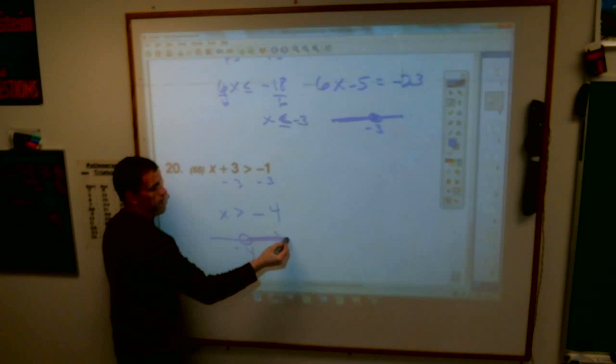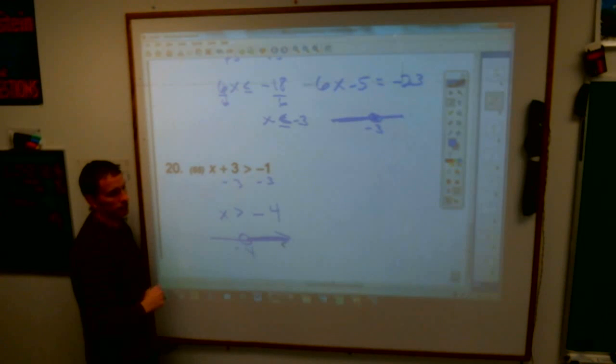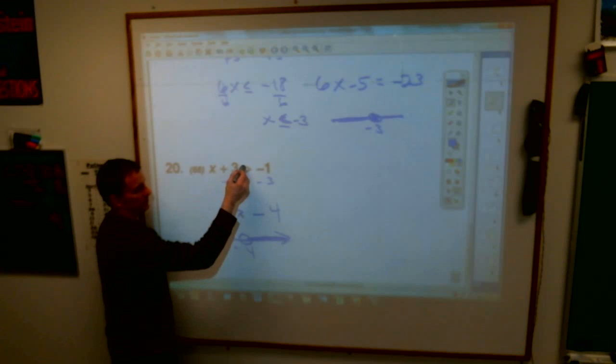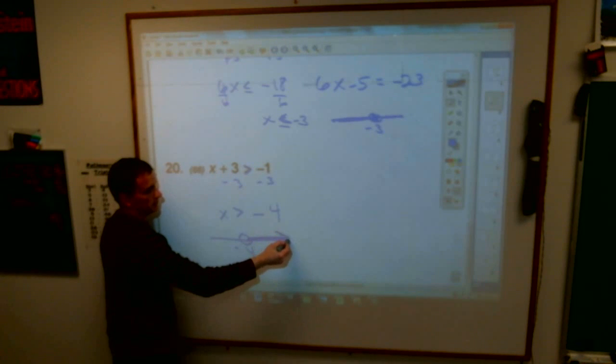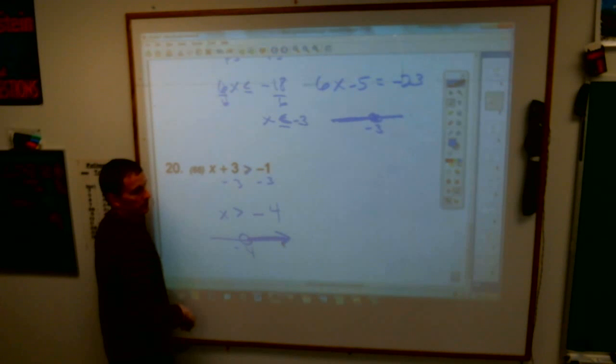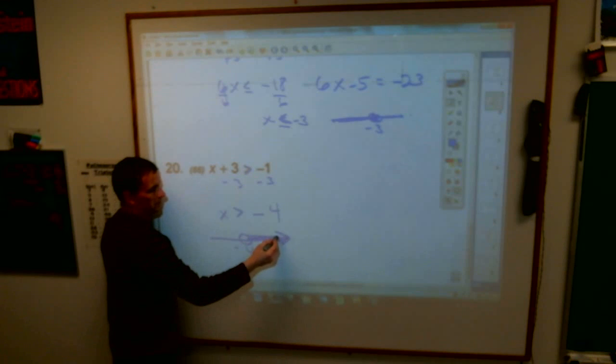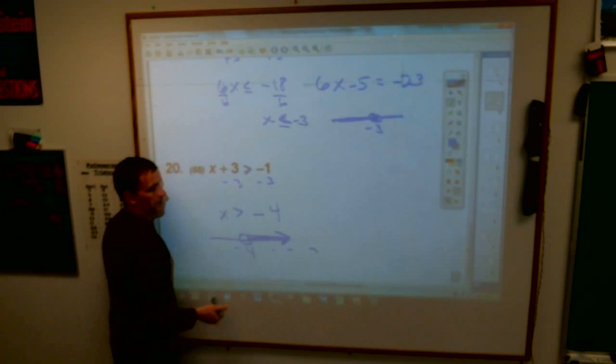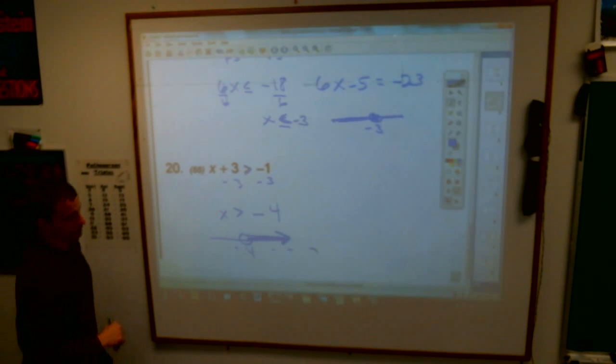I just always mess up on the graph part. Well, just remember, this little arrow is the same little arrow. Greater than numbers go bigger this way. The number line gets bigger going that way. Would that help?